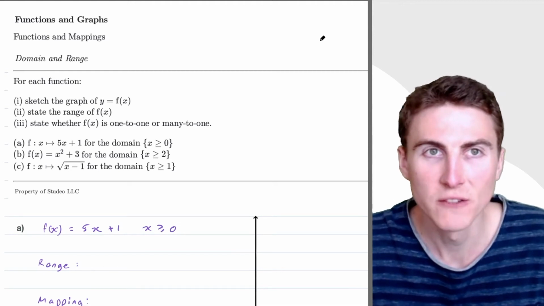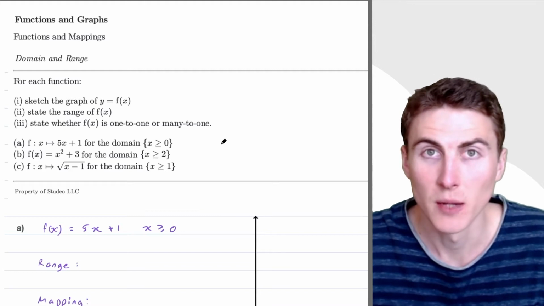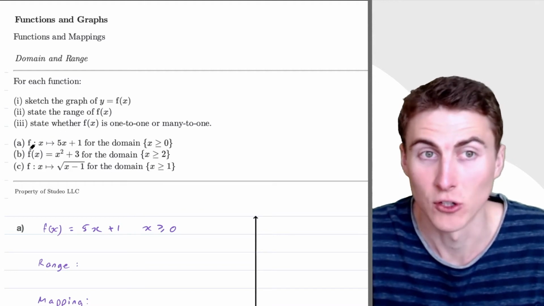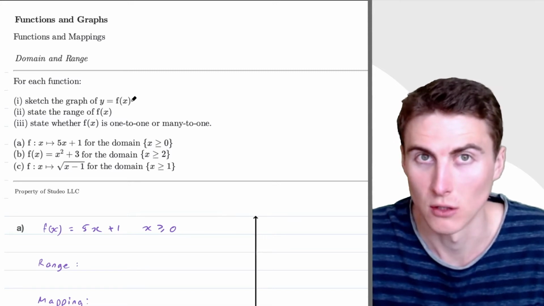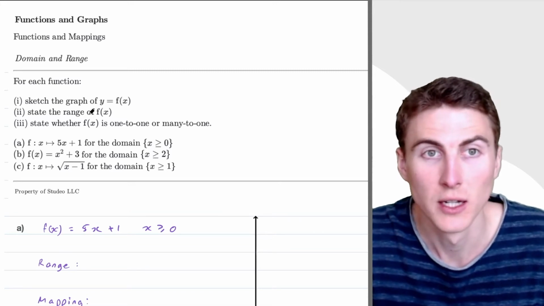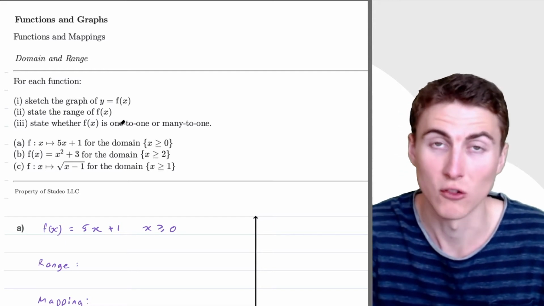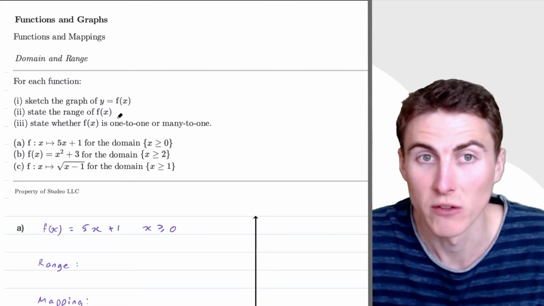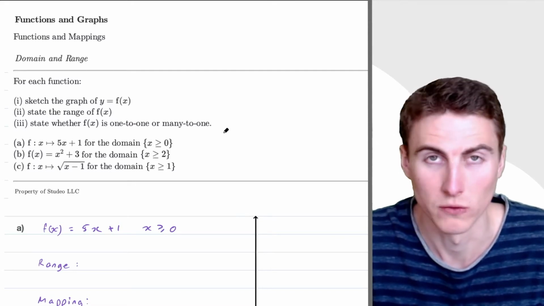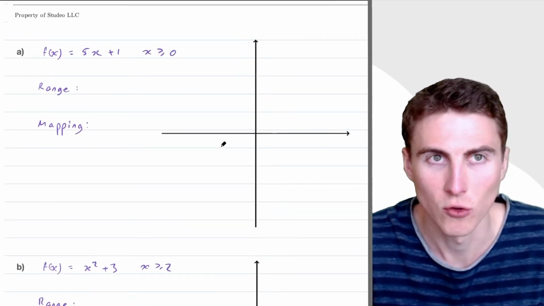Hello. So in this video, we're looking at mappings and functions again. But this time we're being given a function or the equation of a function, and we need to sketch the graph, so draw what it looks like, state the range of the function, so kind of the range of the possible y values, the outputs, and then we have to state whether it's a one-to-one or a many-to-one function. All right, so if we scroll down, I've kind of already written them out.